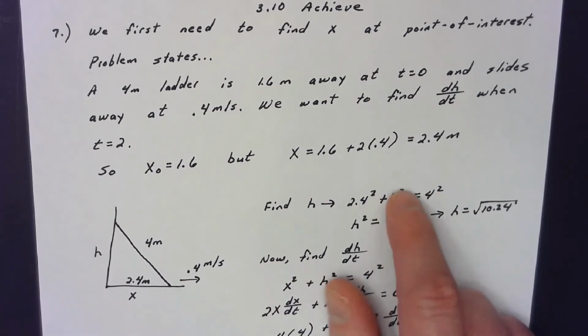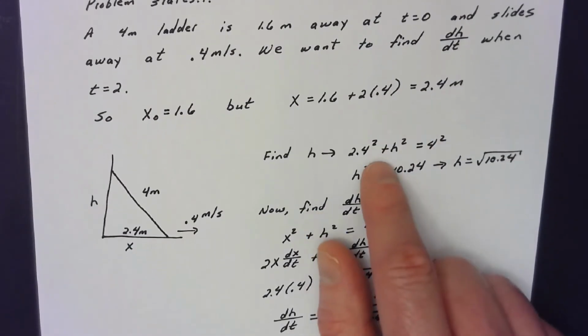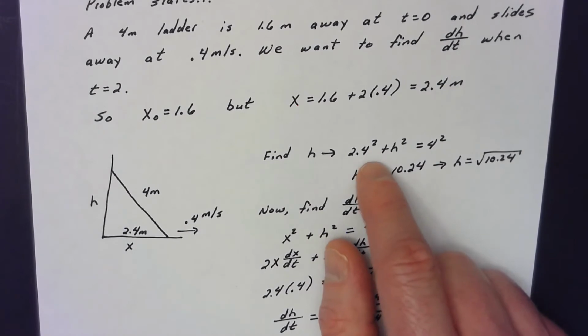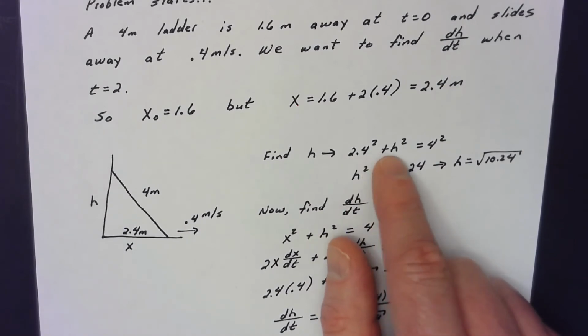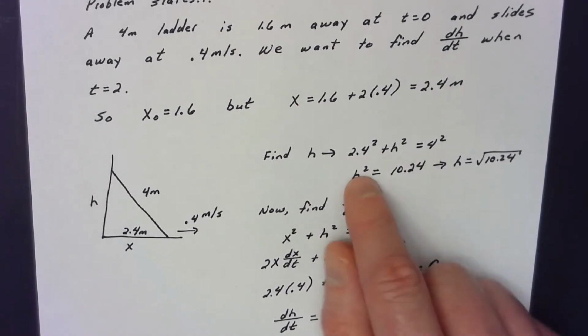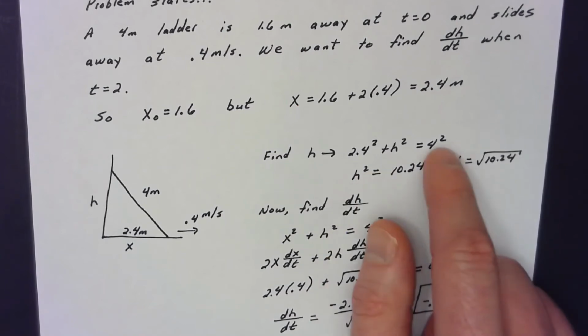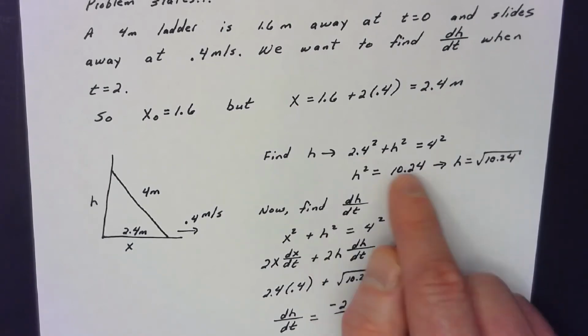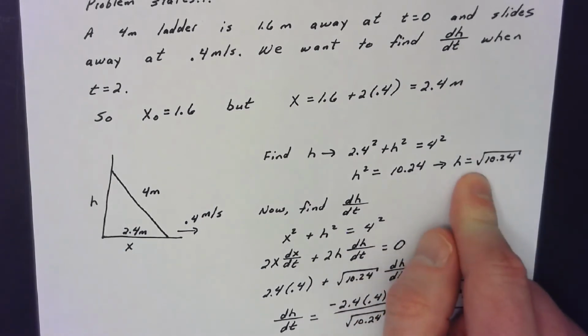So now once I know that the base is 2.4 meters away, then I can use the Pythagorean theorem and say 2.4 squared plus h squared is 4 squared. So h squared would equal 16 minus 2.4 squared, which gives me 10.24. I go ahead and say the height is the square root of 10.24.